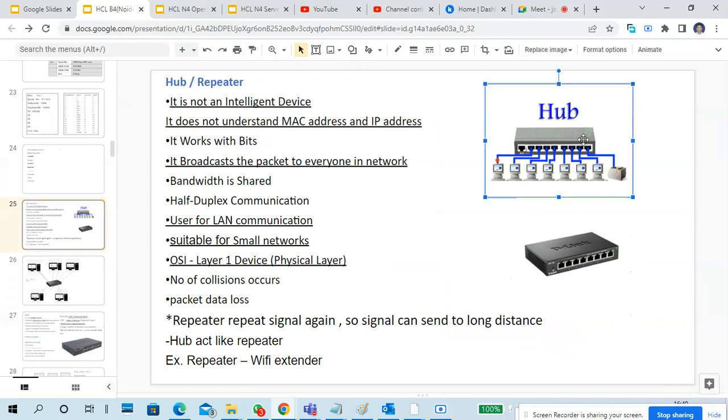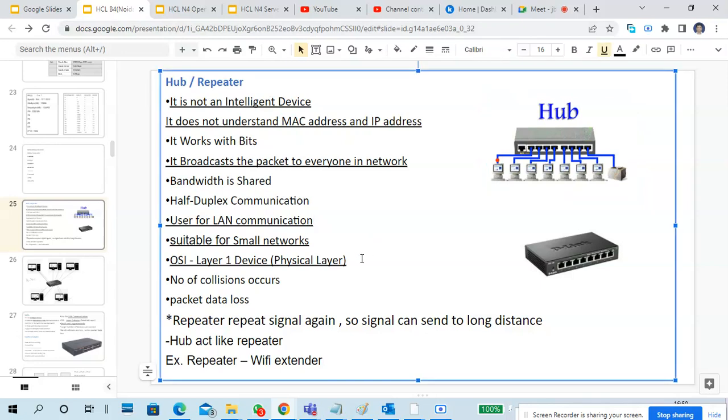So this is the hub. When you type network hub in Google, you can also get this picture showing how it functions. It is not an intelligent device. It does not understand MAC address or IP address. Hub is used in LAN communication. It is a layer one device. Okay, the repeater repeats the signal.